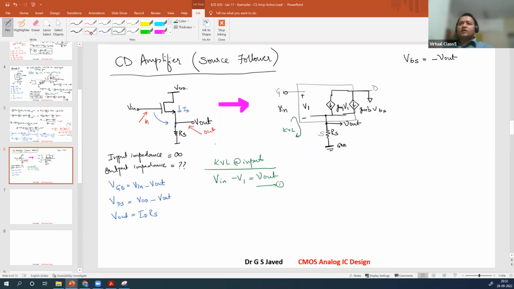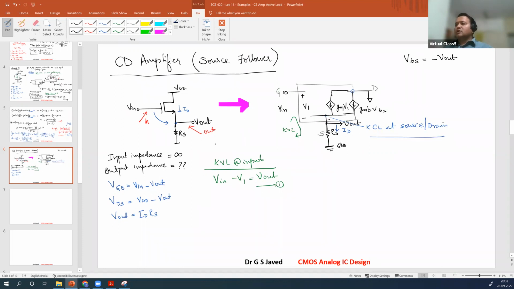Second, we will apply KCL. Where to apply KCL? Where we have current sources. How many current sources are there? There is one current that is flowing here, which is ID, through RS. Now that is cumulatively flowing through these two devices. So if you apply KCL at this node, KCL at source, or you could apply it at the drain, it doesn't impact much. You will get a similar answer.